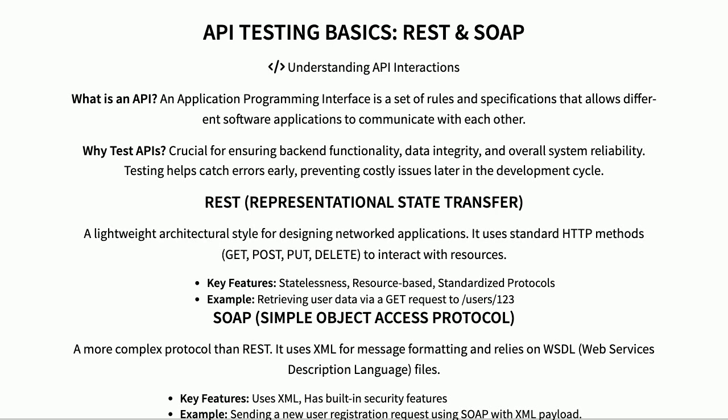We have two main types: REST and SOAP. REST is a simpler approach. Think of it like using standard methods like get, post, put, and delete to access data. It's lightweight and very popular. Then we have SOAP, which is more complex, uses XML for messaging, and relies on WSDL files to describe the API. Understanding the differences between these two will help you build robust and reliable applications.